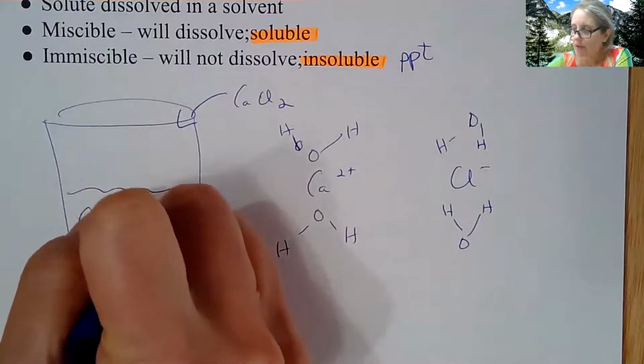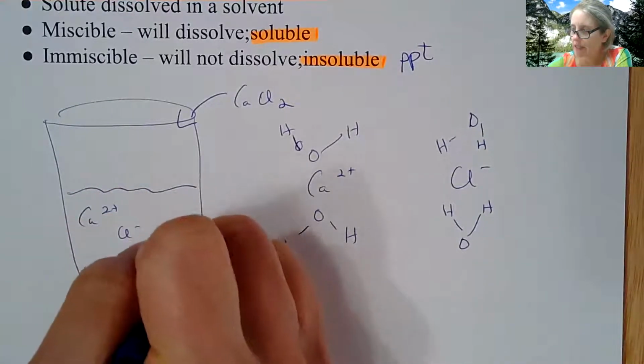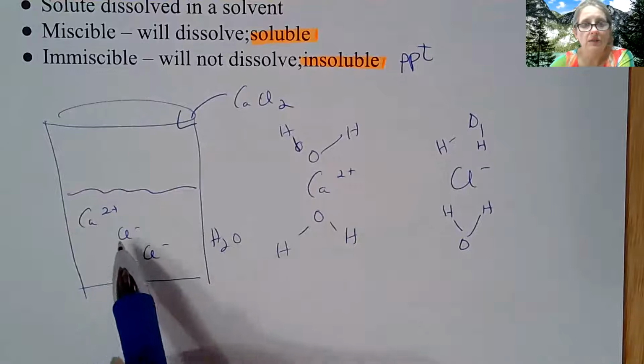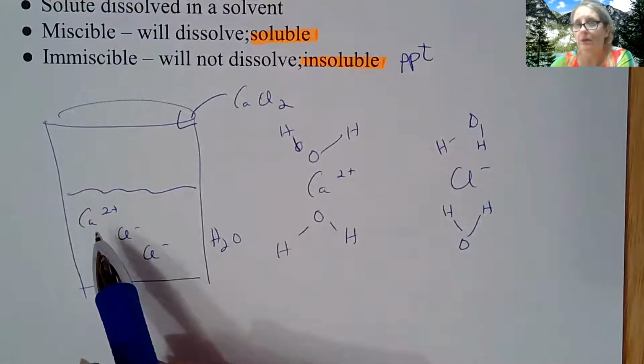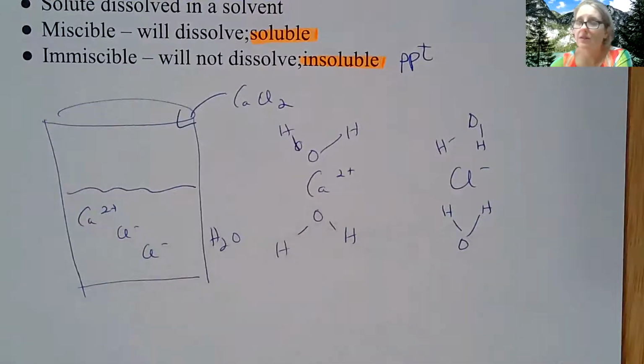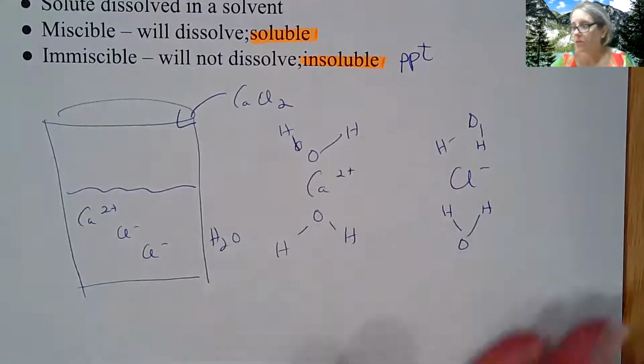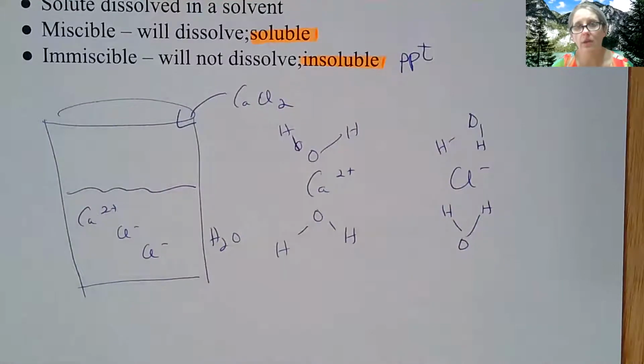The other thing that we mentioned first semester is, again, proportionality. So since I have two chlorides, I need to show two chlorides in the beaker versus a calcium ion. That's still going to be in place. So we're going to talk more about this actual dissolving process step by step in this lecture.